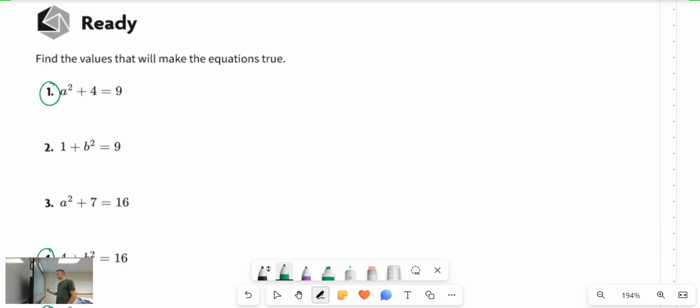So to start off, we are going to solve for A and then figure out what it is that A can be. So the first thing we're going to do is subtract 4 from both sides, minus 4, and we end up with A squared equals 5. We'll copy this down a little bit bigger. A squared equals 5.